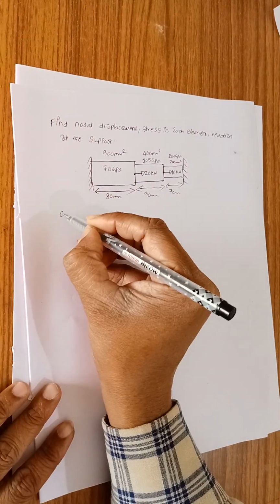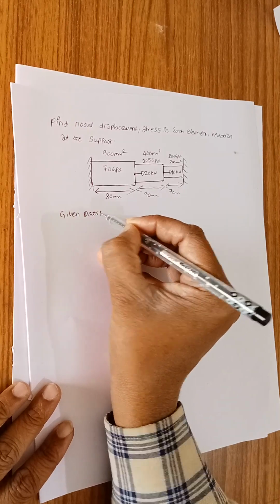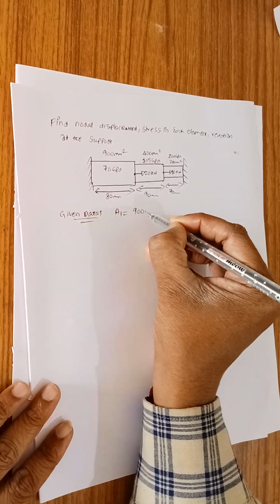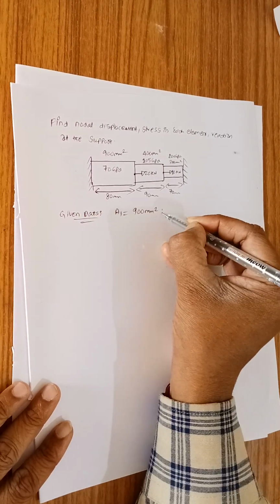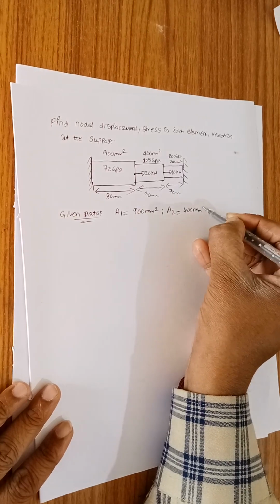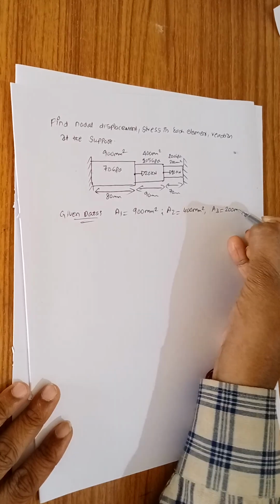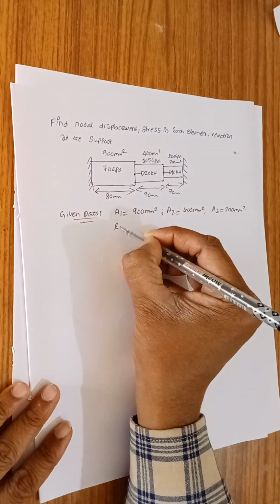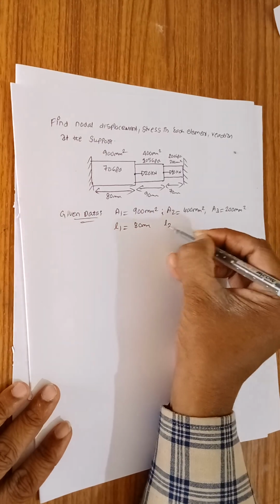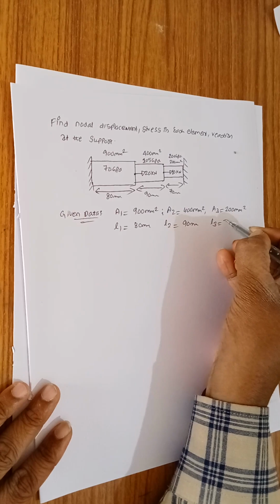So first let's write the given data. A1 is the area of element 1, that is 900 mm square, no need of any conversion. A2 is 400 mm square, and A3 is 200 mm square. It is given in the question itself. Next, L1 is the length of element 1, 80 mm, no need of any conversions. L2 is 90 mm and L3 is 70 mm.